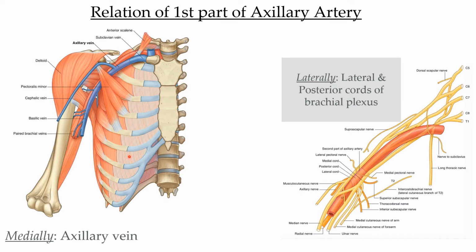The illustration on the left side of the screen is to show you the medial relation of the axillary artery. Here, this blue colored structure is the axillary vein, and you can see that the axillary vein is medially related to the axillary artery throughout its length. The illustration on the right side of the screen is to show you the lateral relation of the first part of the axillary artery. So here we can see this is the lateral cord of the brachial plexus. This is the posterior cord of the brachial plexus. Both of them come in lateral relation to the first part of the axillary artery.